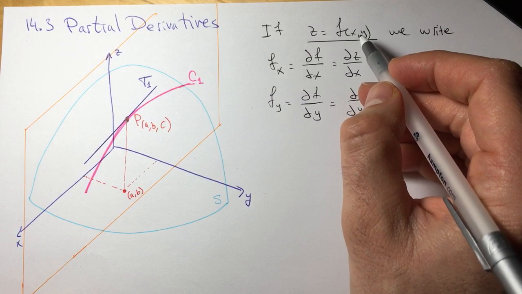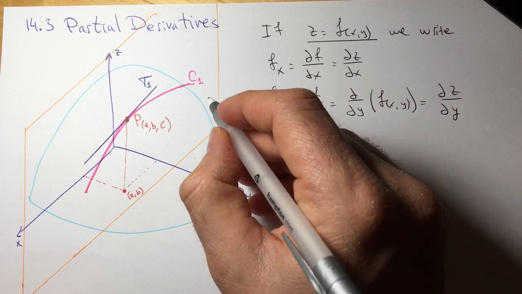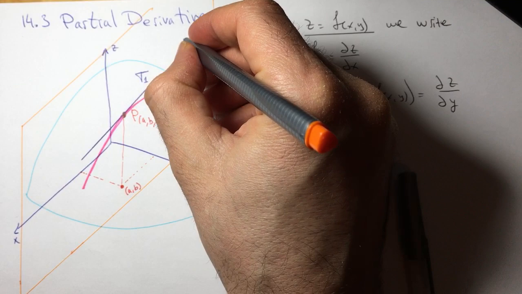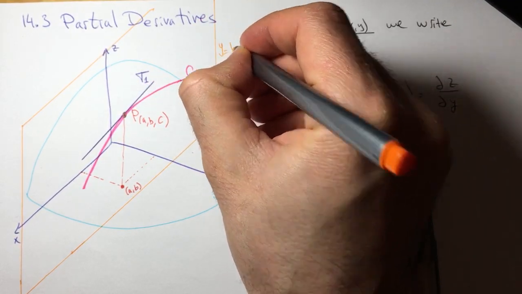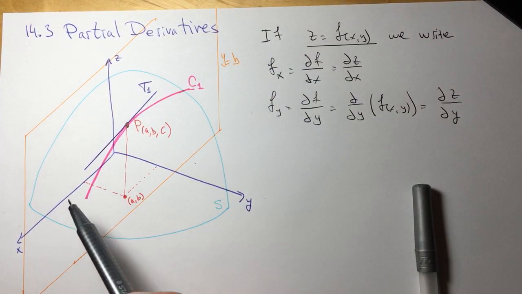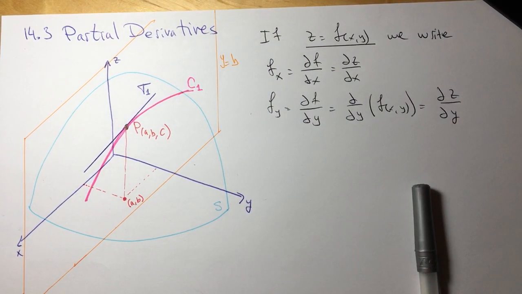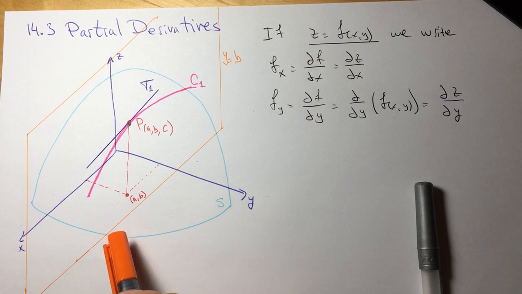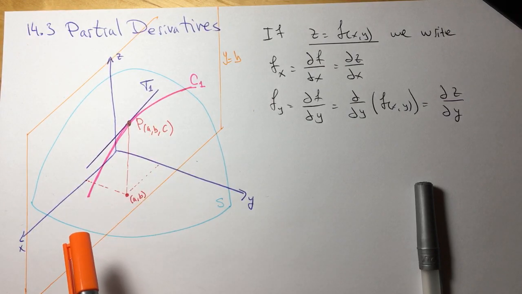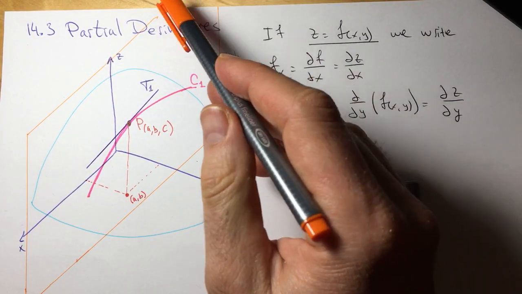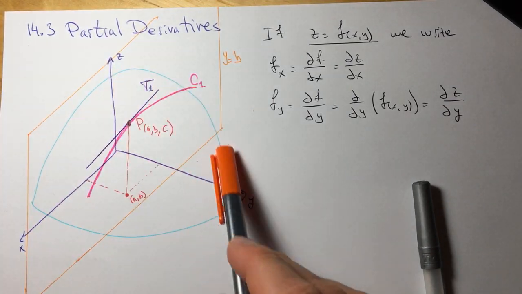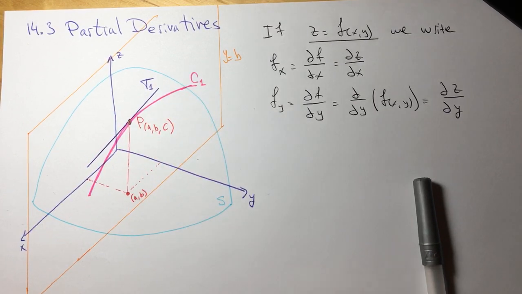And then let us intersect this surface by a plane, this plane here, which is going to have equation y equal to b, okay? So this plane right here is parallel to the xz plane, and it goes through the point (a, b) and goes through the point P with coordinates (a, b, c). The plane y equal to b intersects the surface S at the curve C1, okay?